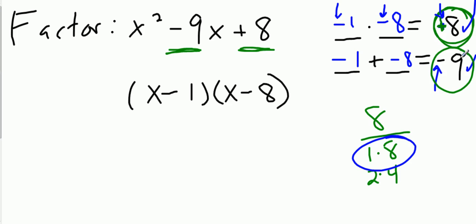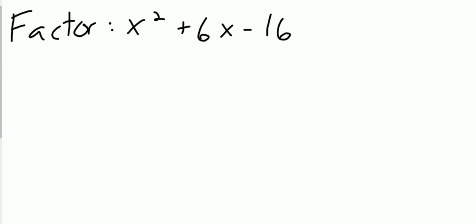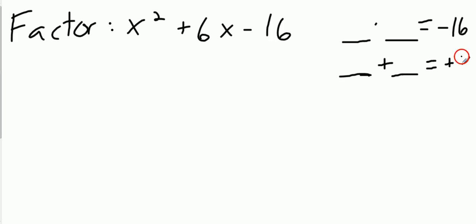Okay? So, we get to a problem like this. Same basic scenario. Trinomial, 3 terms, no greatest common factor to all 3 terms. So we go about setting up our blanks. We need two numbers that multiply to negative 16, and we have to make sure that those same two numbers are going to add to positive 6. Okay?